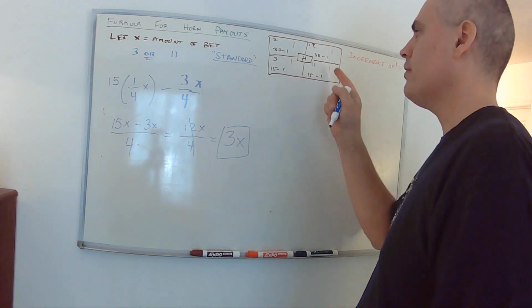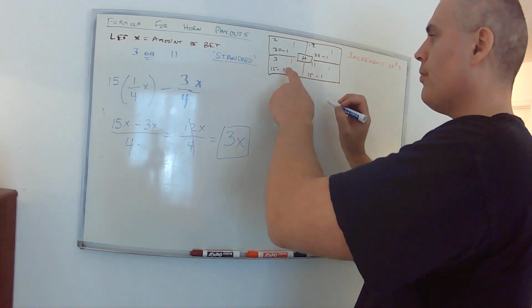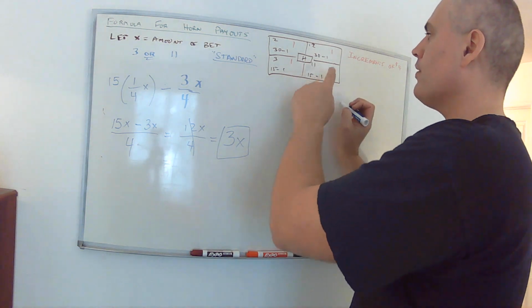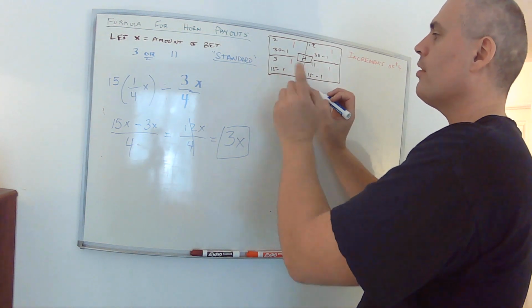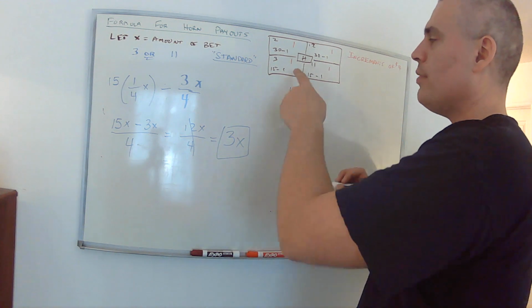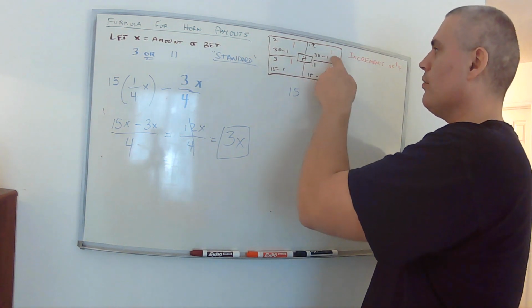We'll take the simple horn bet. What am I going to do? I'm going to win $30 if the 3 or 11 hits. Not 30, I'm going to win 15, because it's 15 for 1. And I'm going to lose the other $3.